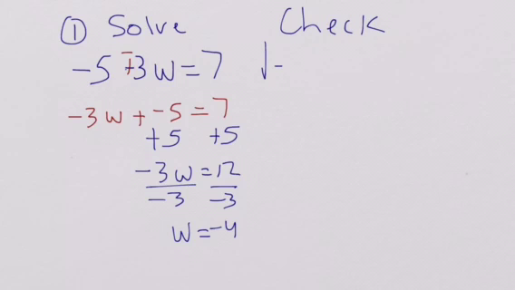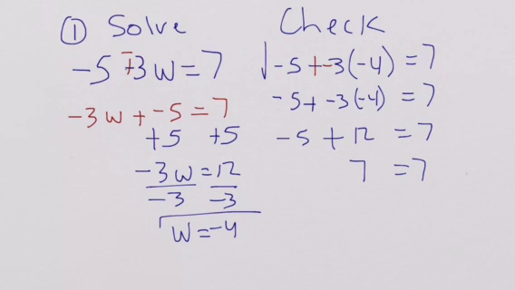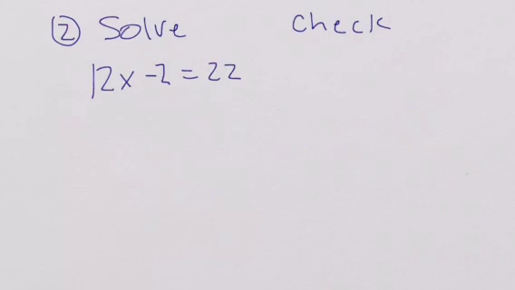We're going to check it. Negative 5 minus 3 times negative 4 is equal to 7. When do we subtract? Never. What do we do instead? Add a line and change the sign. So now we're going to do negative 5 plus negative 3 times negative 4 is equal to 7. Negative 5 plus 12 is equal to 7. 7 is equal to 7. So our answer, W is equal to negative 4, is correct.